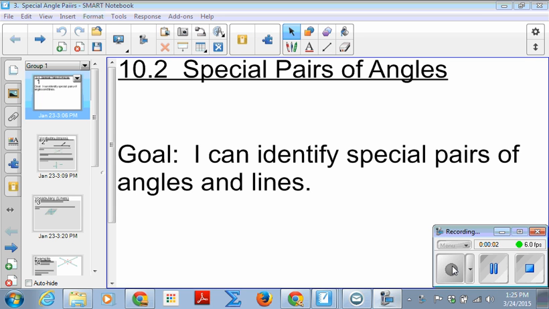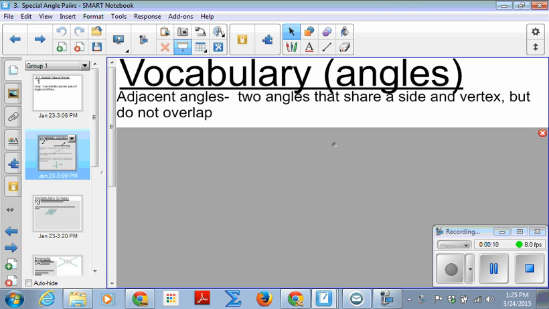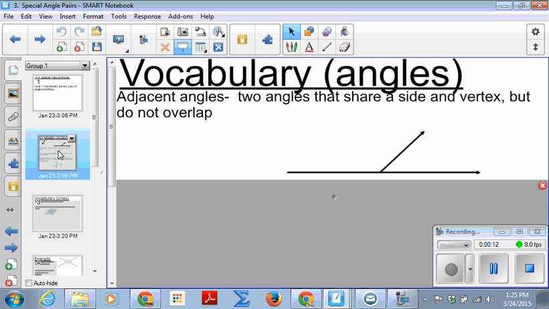Our lesson today is on special pairs of angles and lines, and the goal is to identify special pairs of angles and lines. Yesterday we learned about complementary and supplementary angles. We're going to continue on with various angle pairs. We have adjacent angles. These are two angles that share a side and a vertex, but they do not overlap.